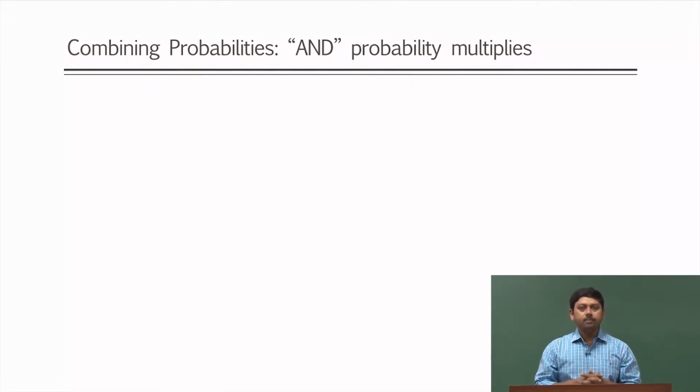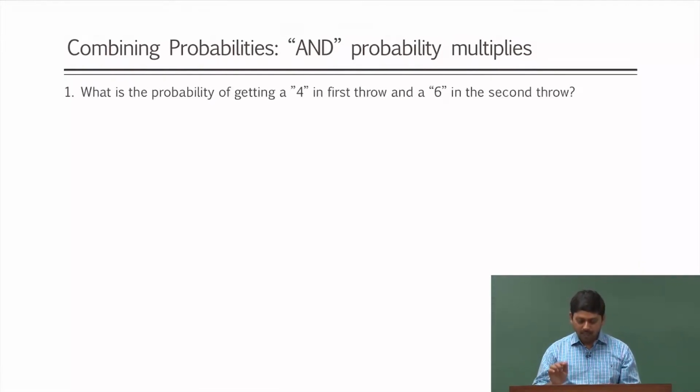Now, we can combine and show how AND probability multiplies. Remember, I told you about multiplication of the microstates just now. We said that if I have W microstates for one system and W for the other system, then the combined system will have W into W, which is W square. Where does it come from? We will be clear here.